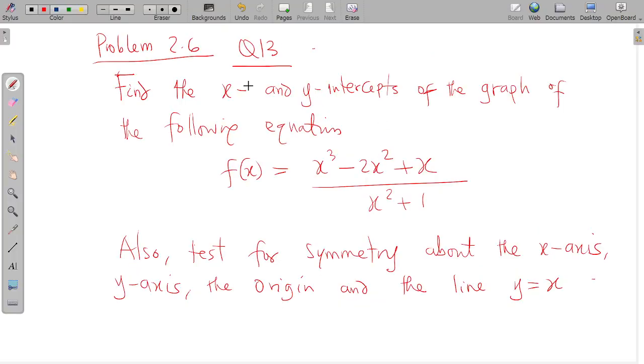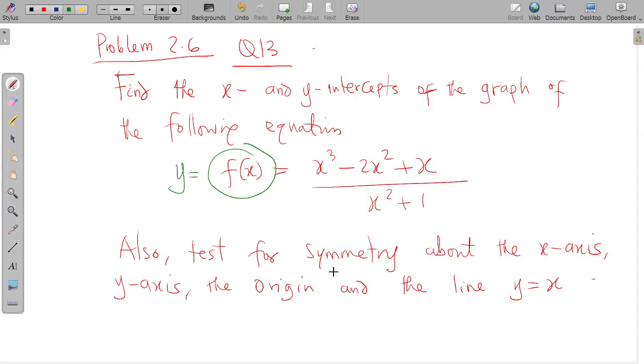All right, so we come to this problem in 2.6, question 13. Find the x and y intercept of the graph of the following equation. This is the equation given to you. This equation given to us, we can also call this our y.